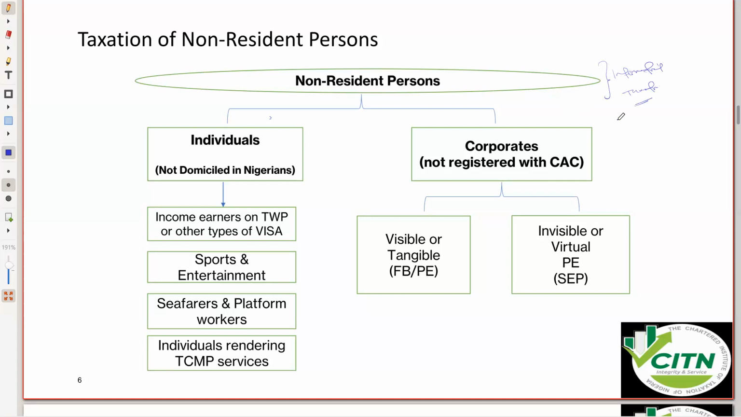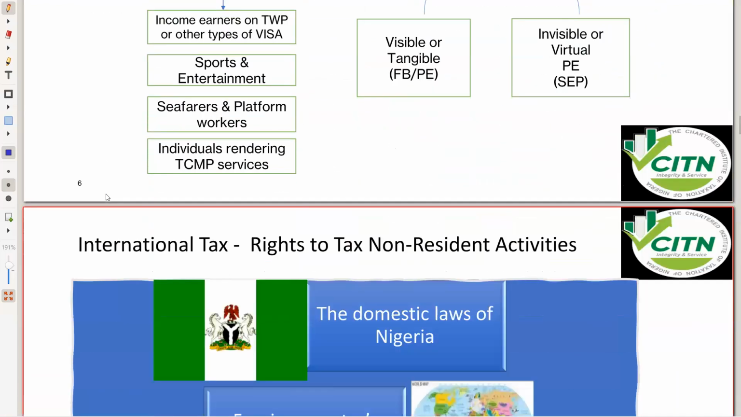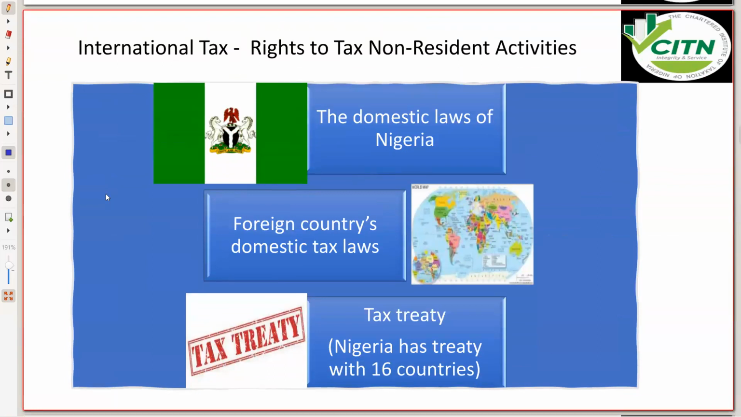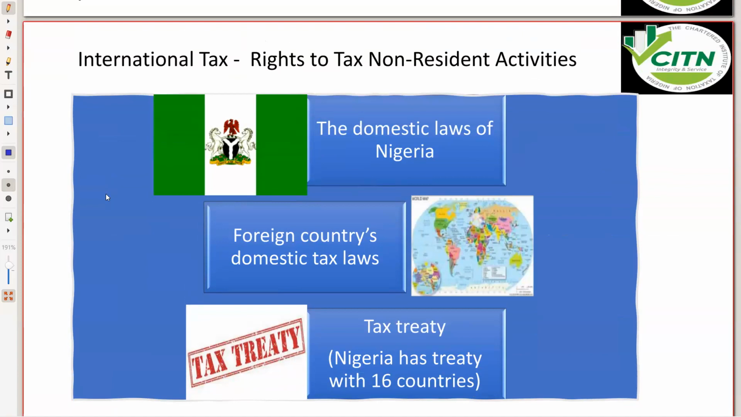So we've spoken extensively on classes of individuals that are not resident in Nigeria that are subject to tax. And we said that in addition to non-residents, if you are resident in the country, you must pay tax because that's the default rule. So basically, what are the rules governing taxation that we want to really appreciate as we go along with this discourse on international tax? And that is the right to tax non-resident activities. Where do we derive that right as a country to tax non-resident activities?